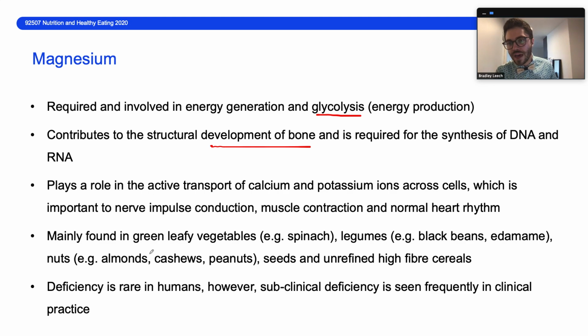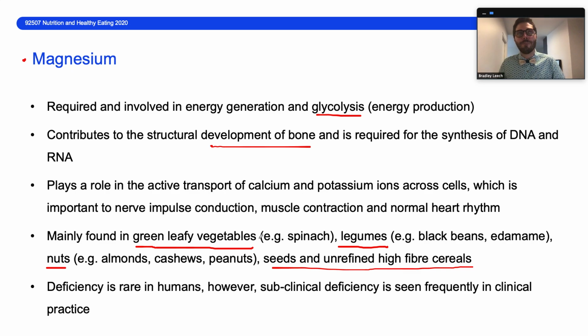And it's mainly found in green leafy vegetables. Don't we love our green leafy vegetables? Also in legumes, nuts, seeds, unrefined grains. So a lot of plant-based foods here will be your main source of magnesium. Now, deficiency, that's frank deficiency of magnesium, is quite rare, because it is found in a variety of different foods.